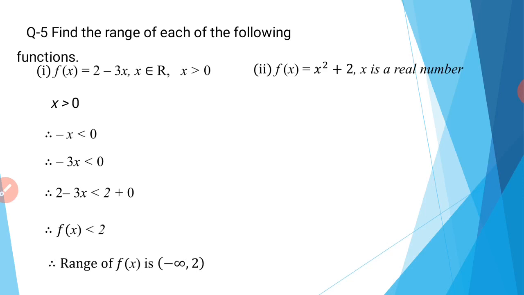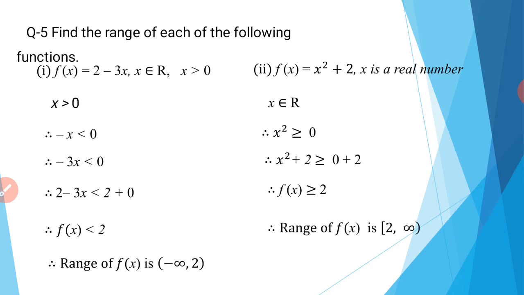Second problem, f(x) equal to x square plus 2. x is a real number. x belongs to R. Therefore, x square greater than or equal to 0. Therefore, x square plus 2 greater than or equal to 0 plus 2. Therefore, f(x) greater than or equal to 2, because x square plus 2 is f(x) given. Therefore, range of f(x) is closed interval 2 to open interval infinity.